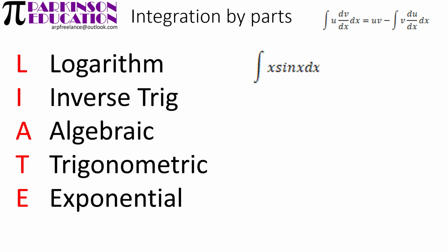So to give you an example, if we had the function x sine x, x is obviously algebraic and sine x is trigonometric. So as A comes before T, we use x for u and sine x for dv by dx. If I gave you another function though, we've got here x, which is algebraic, and log x, which is logarithmic, and L comes before A, so this time we'd do it the other way around. u would be log x, and x would be dv by dx. Now, let's have a go at a couple of examples.